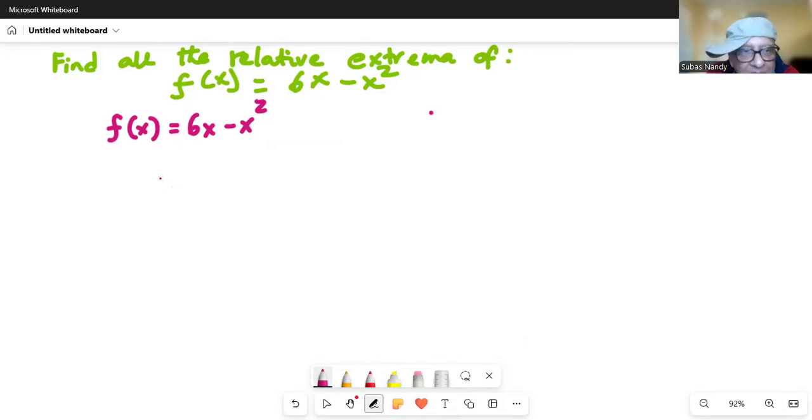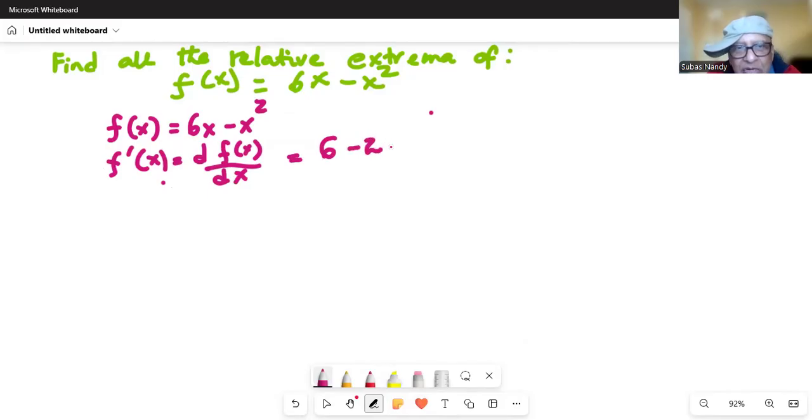So the first derivative, which is given as f prime of x, is nothing but the derivative of f of x with respect to x. As you know, the derivative of 6x is 6 and the derivative of x squared is minus 2x, because the 2 from the exponent comes down and then x to the power of 2 minus 1, or 1. Now we also need to take the second derivative.